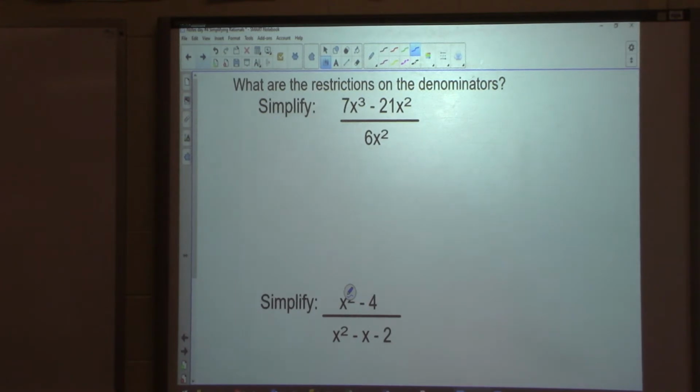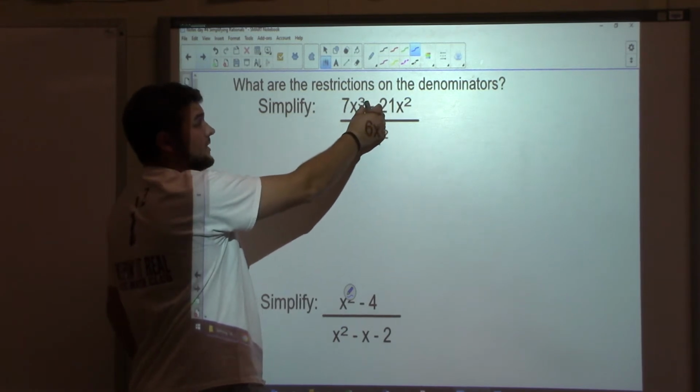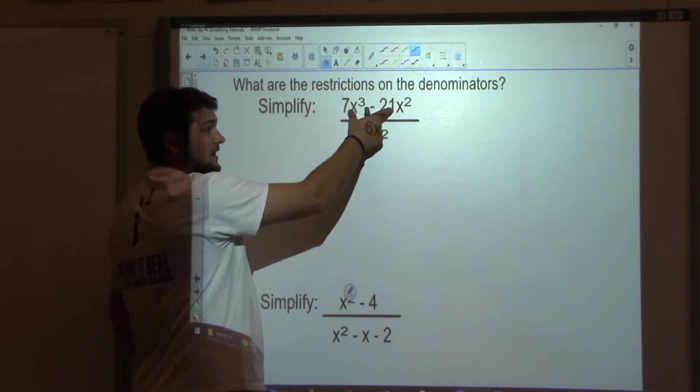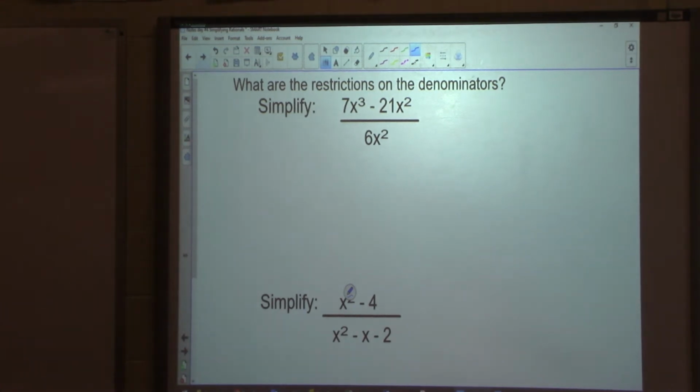Can I simplify any of that? Can I just cancel out x squared with x squared? No, right? That's part of one whole term up here. I would need that whole thing. What do you think I might be able to do to that top part? Take out x squared. Take out not only x squared, but like 7x squared, right?